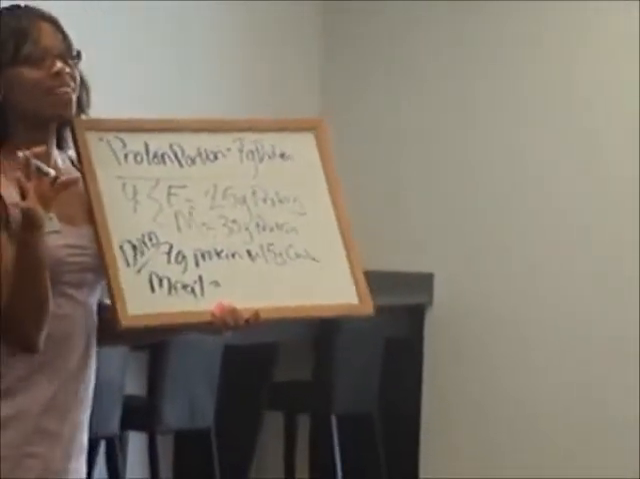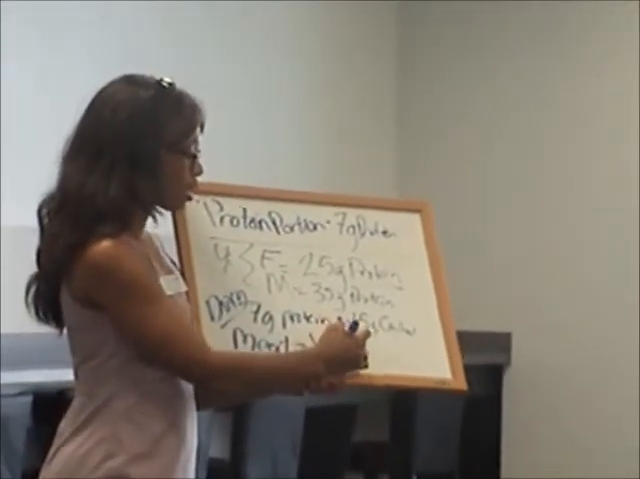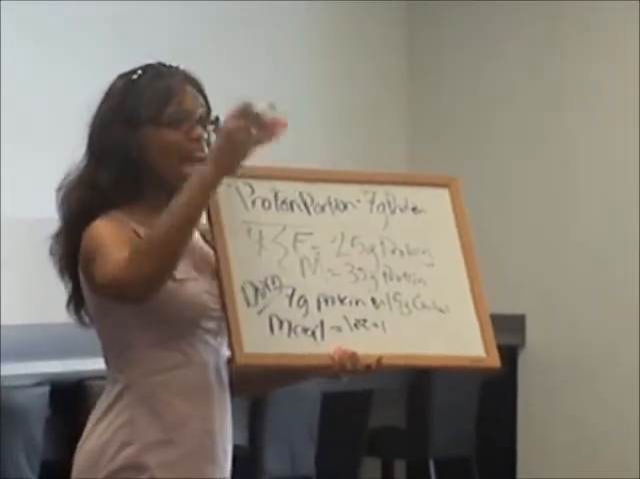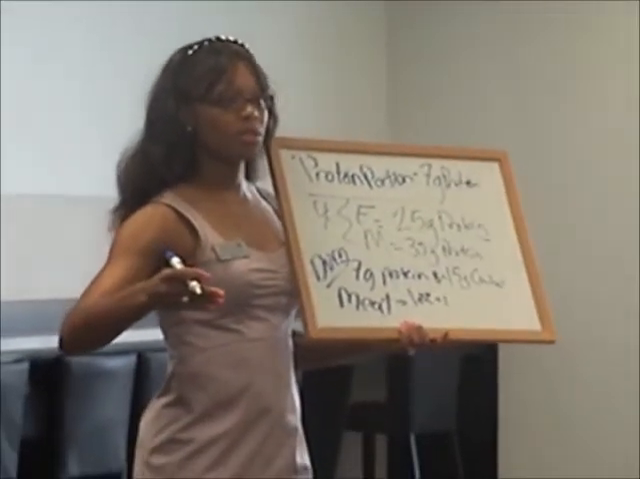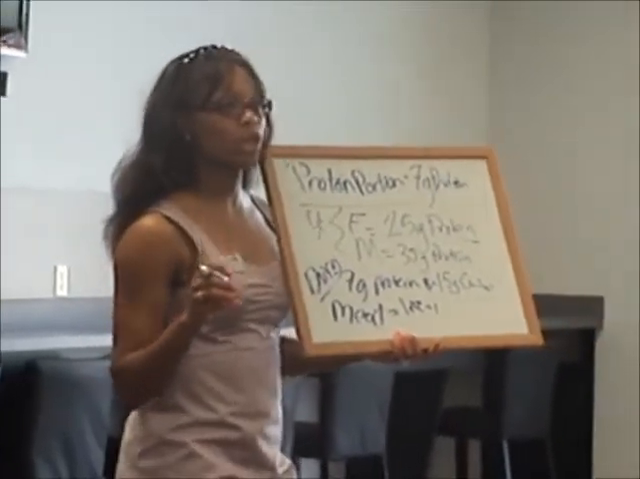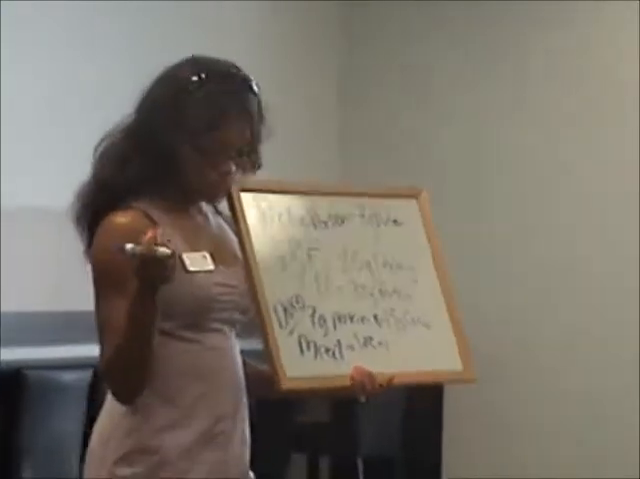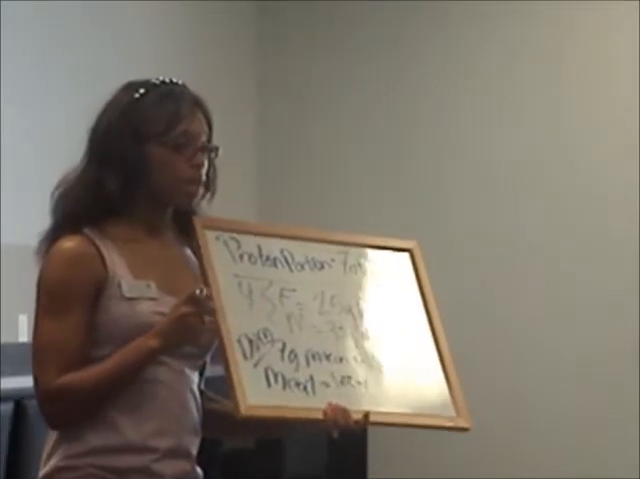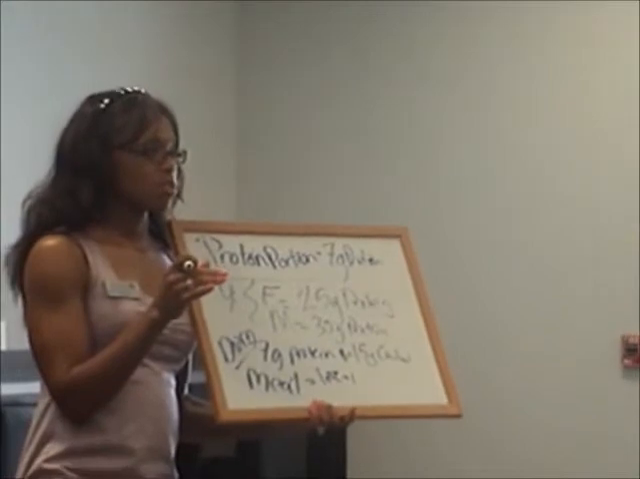Now remember, 7 ounces. 1 ounce equals 1 portion, 1 protein portion. So 1 ounce equals 7 grams of protein. 1 ounce equals 1 portion. So you need 7 times 7 grams of protein. Now, I forgot to mention cheese.